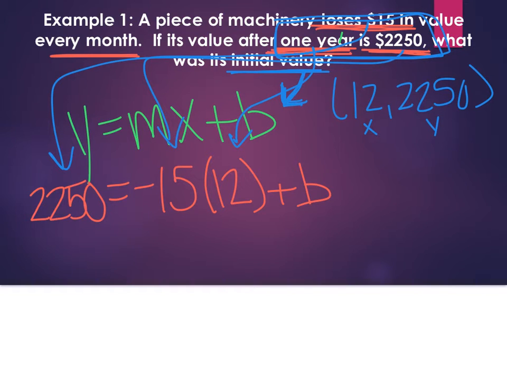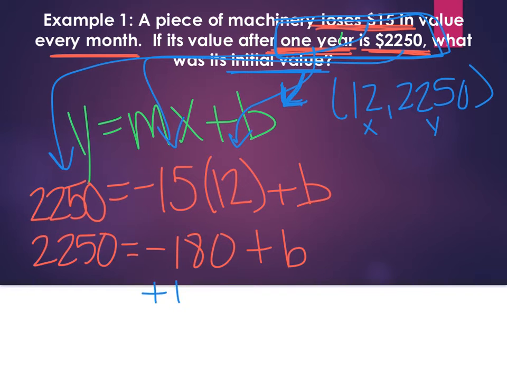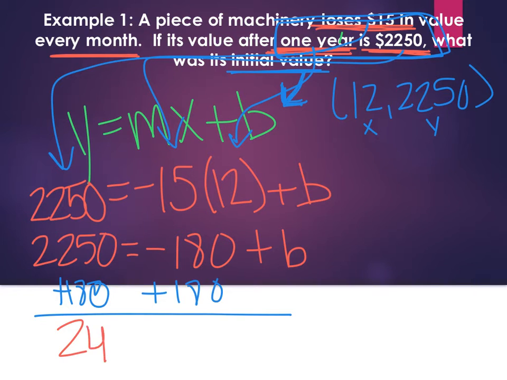So now I'm going to go ahead and simplify this expression, and solve the equation to figure out how much it cost. So 2250 equals, I went ahead and multiplied 15 and 12. Remember, it's negative, so you get negative 180. We still have our plus b. I'm then going to add 180 to both sides to finish the problem. 2250 plus 180, and I get $2,430.